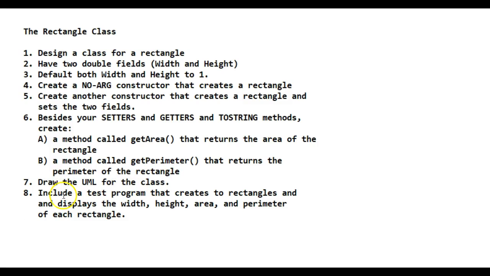Draw a UML and include a test program that creates, I guess that means two rectangles, and displays the height, width, area, and perimeter of each triangle. All right, so that's step 1. Step 2 is we read the instructions and hopefully we understand them.